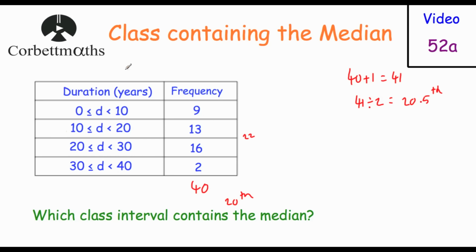That means if you were to line up those people, someone in this category would be the median, or it would be either the 20th or the 20.5th value. And as you can see, that means that both of them would be in this category. So the question says, which class interval contains the median? Well, it's going to be this class interval, 10 is less than or equal to D, which is less than 20. And that's it.